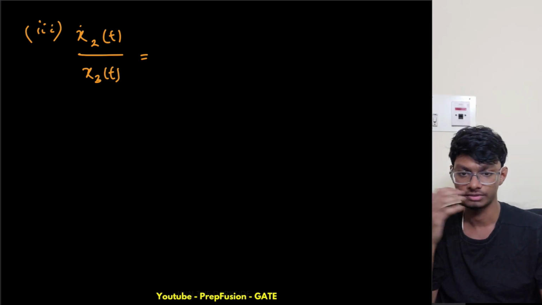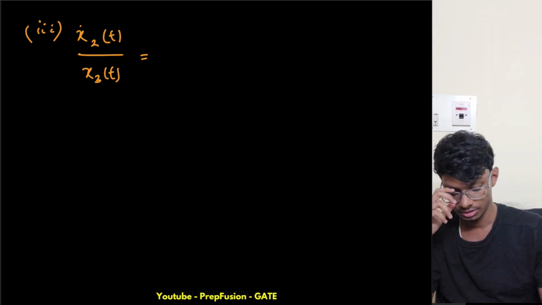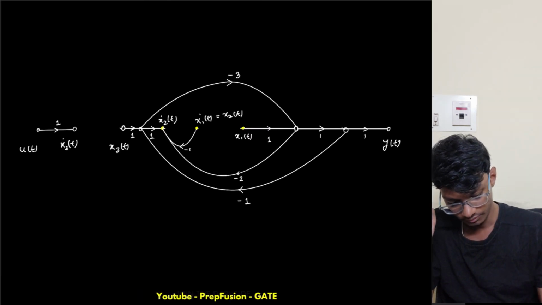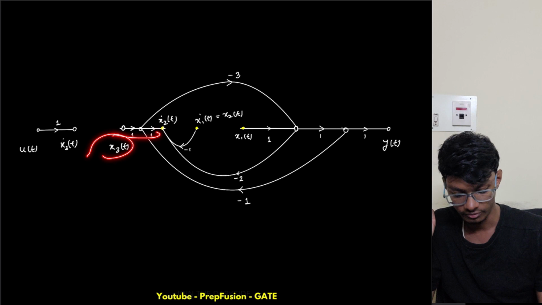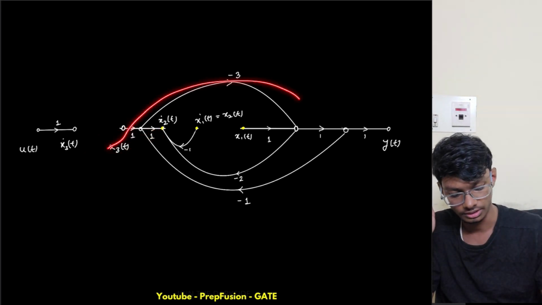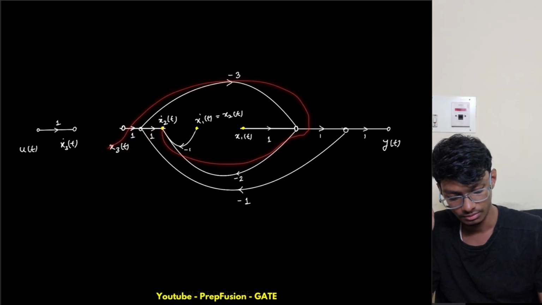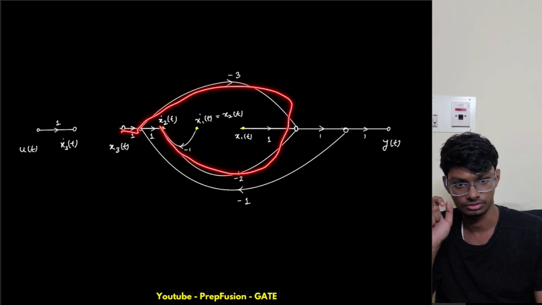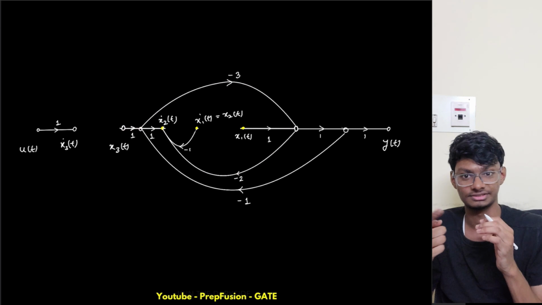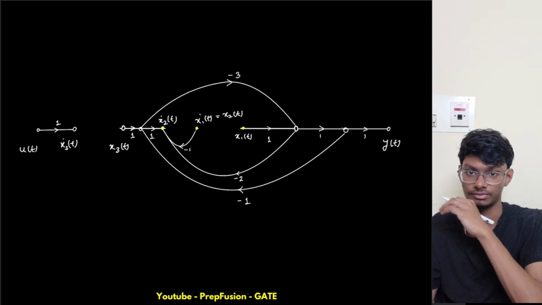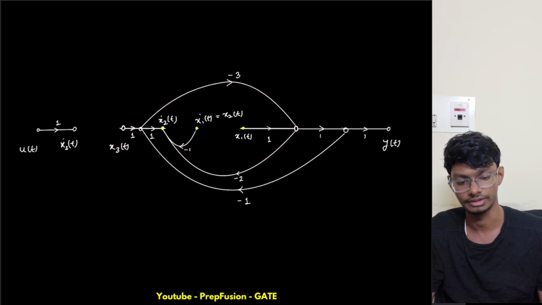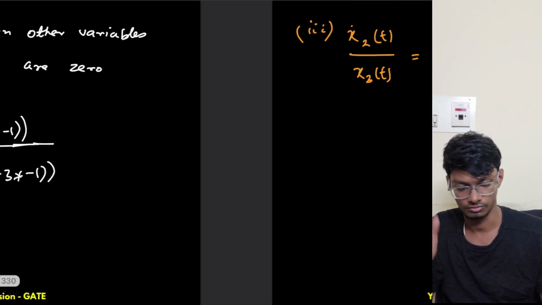So x2 of t by x3 of t will be this. Now again, what are the forward paths? From x3, I have only one forward path, none anything else. Actually, this is also another forward path. So we have multiple forward paths, and I will use the Mason-Dixon formula again. Always use the Mason-Dixon formula anyways.